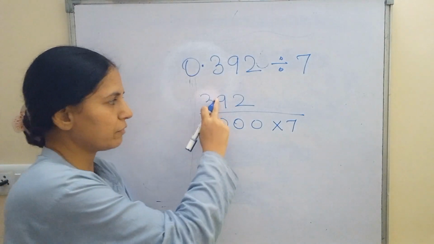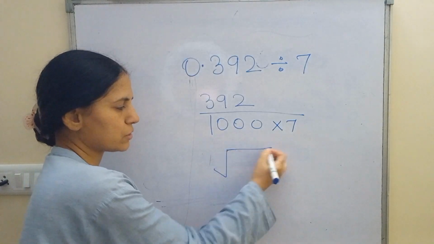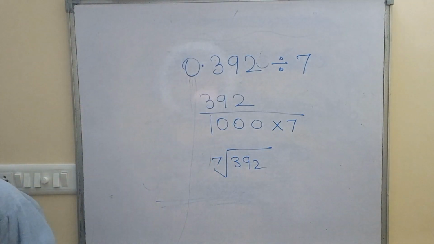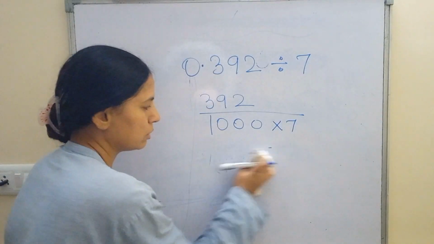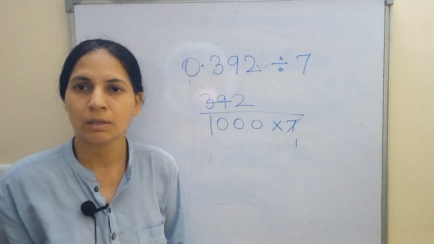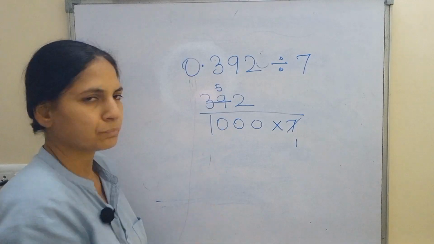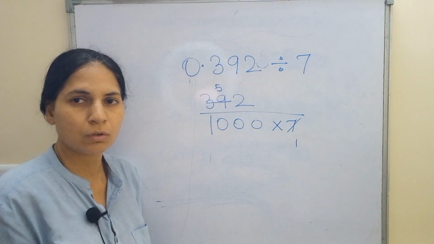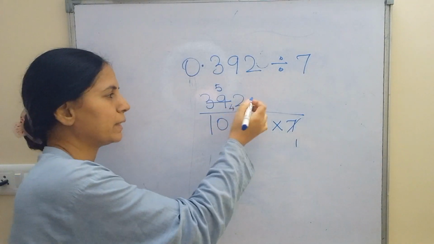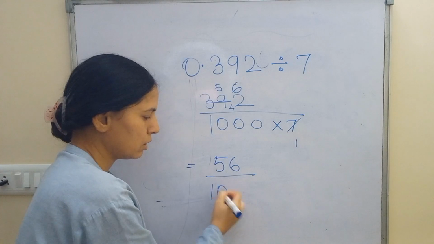Now divide these. How will you divide? Usually you will take this division, 392 upon 7. I'll give you a shortcut. Instead of doing this long rough work, do this. 7 1s are 7. Nearest number to 39 in the table of 7: 7 5s are 35. Write your 5. What is 39 minus 35? 4. 42. 7 how many times 42? 7 6s are 42. So your answer is 56 upon 1000.